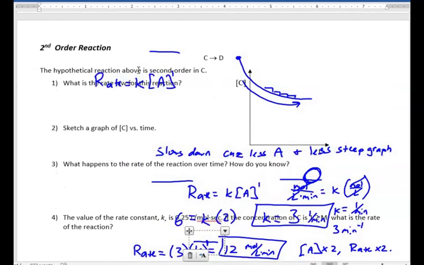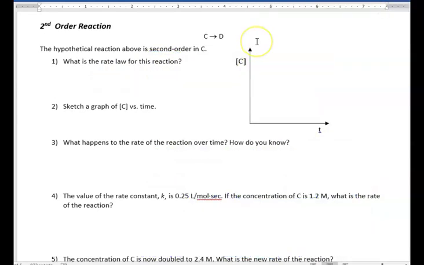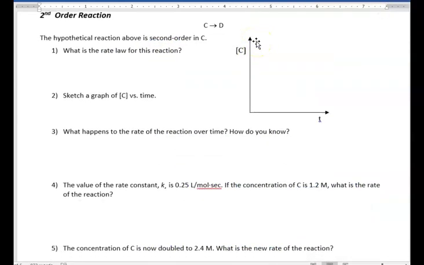Alright, let's take a look at second order reactions. This time we're going to one of my favorites, C to D, and the rate law for this reaction would look like something similar. Rate will equal the rate constant K times the concentration of C, this time raised to the second power because it's second order.